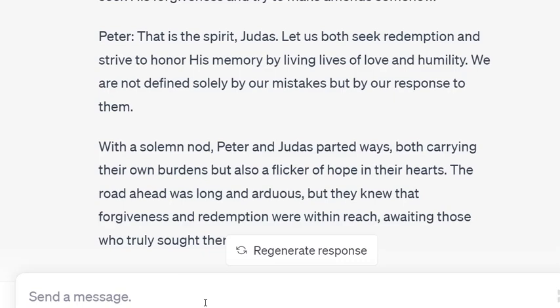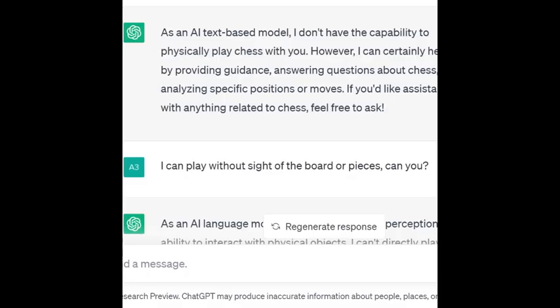Because so far, it seems that its strength is in verbal communication. It seems like its programming is tailored towards that. Not as strong on the logic. So next I'm going to show you my attempt to play a chess game with this ChatGPT.